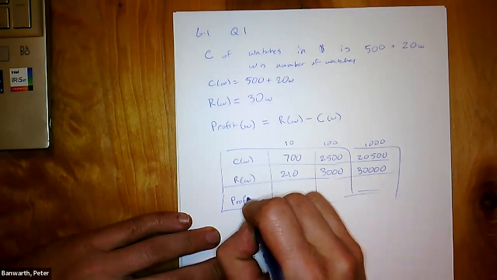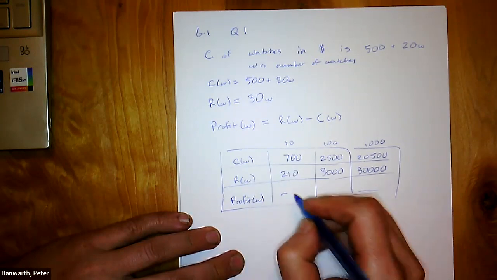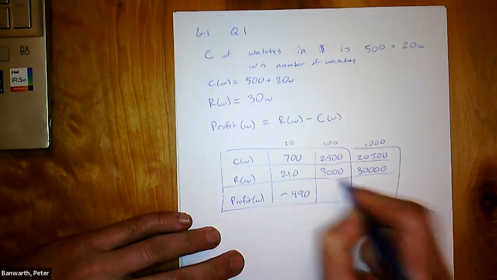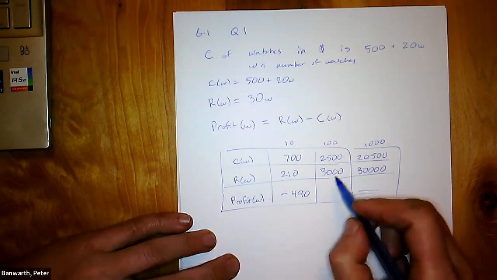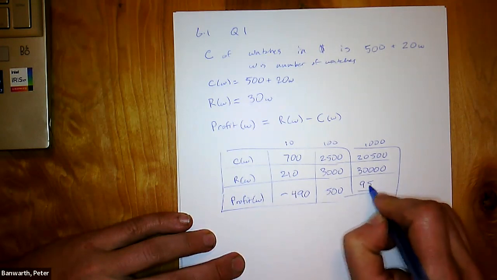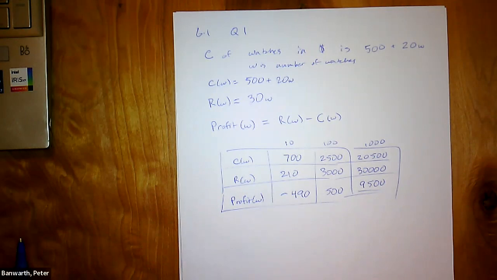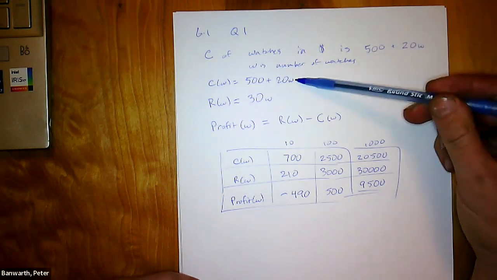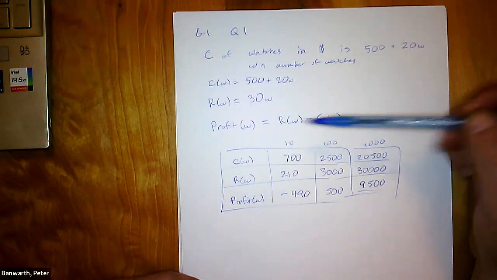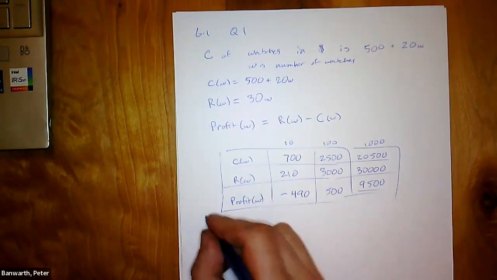And our profit is revenue minus cost. So that is actually negative profit, negative $490. Here it's positive $500, and here it's positive $9,500. And that is how you can combine functions. And you see it makes sense because my inputs are the same. So it makes sense to subtract to create a new function. All right, moving on.